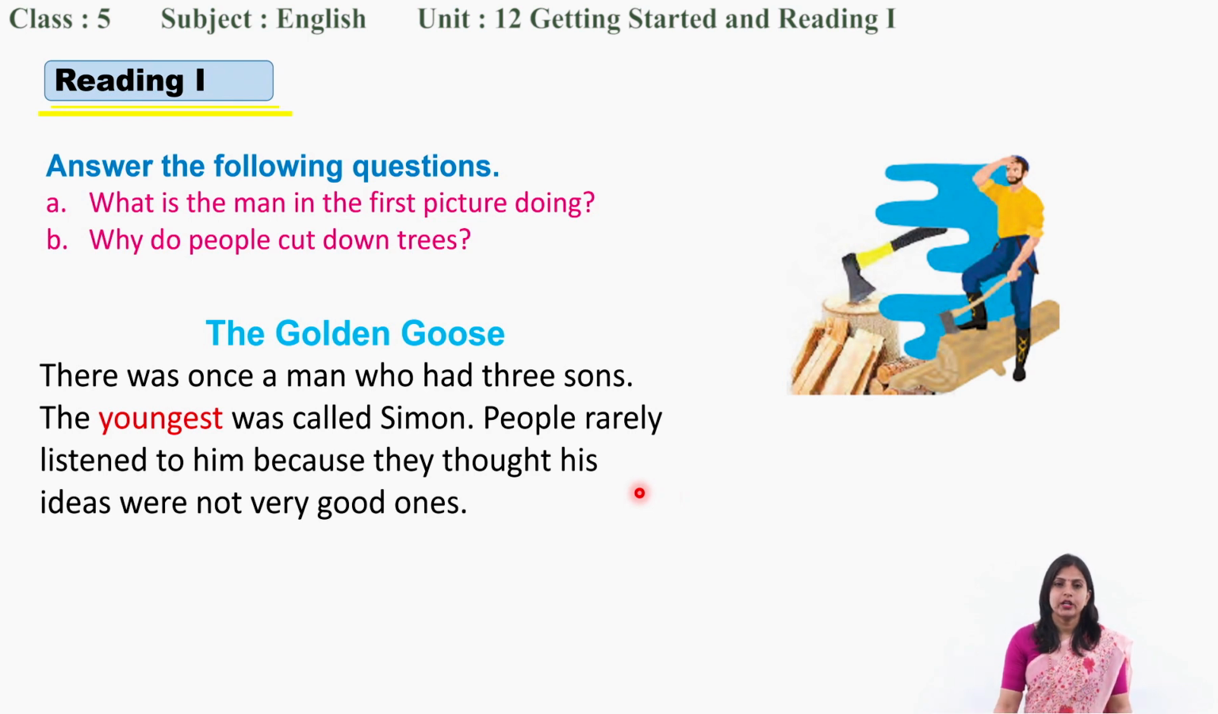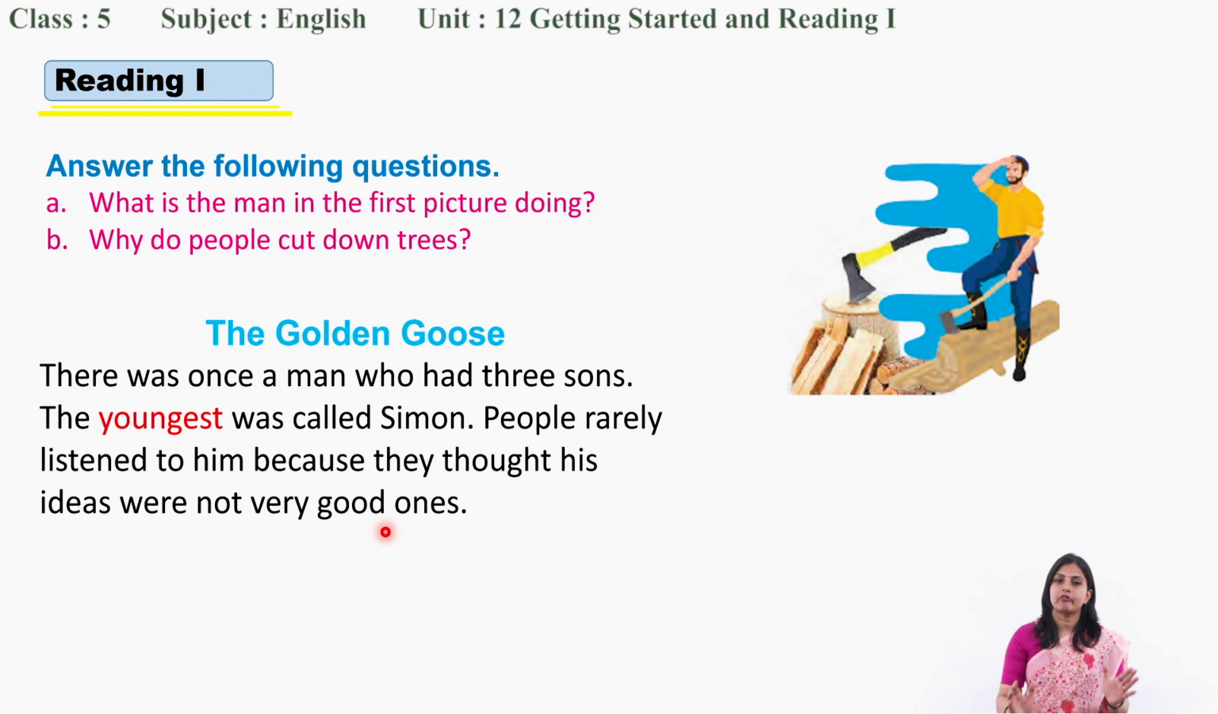Goose is actually a bird, a water bird. Yes? And they are same like what? Duck. Yes. So, goose is a water bird. Yes, they are same like duck. But what is given here? The golden goose. Imagine how a golden goose might be looking. Yes? Okay, so now let's read the story.